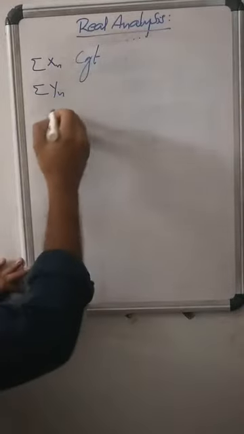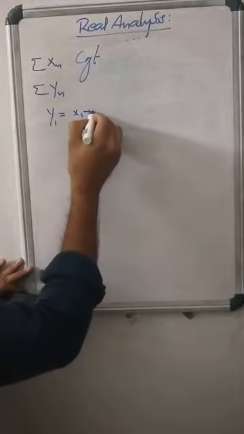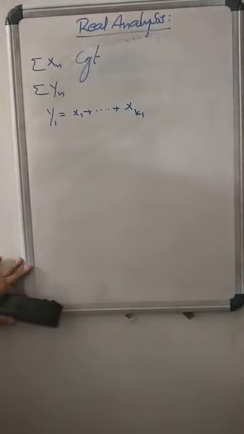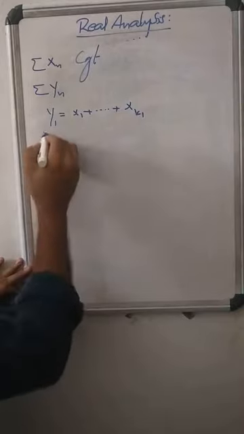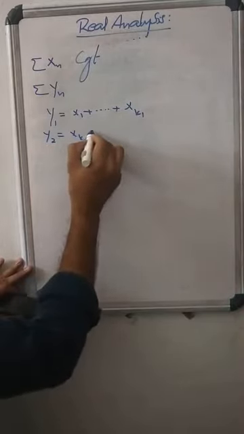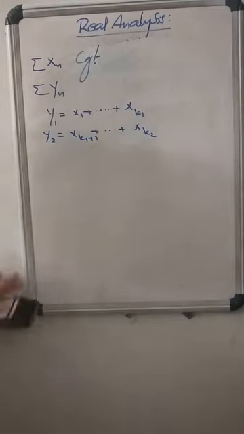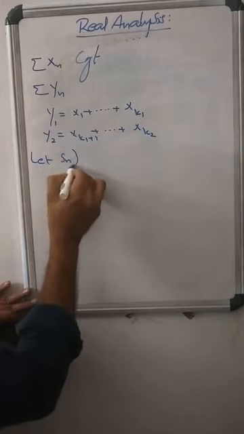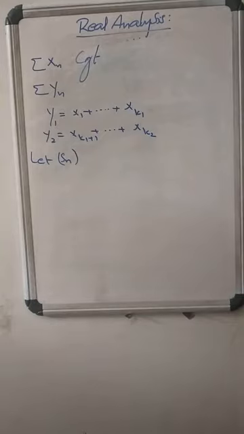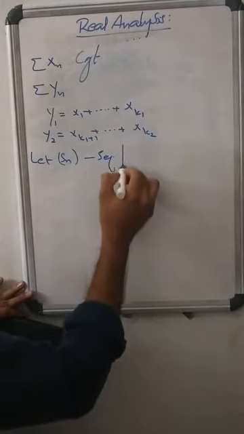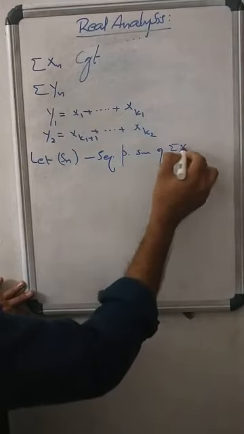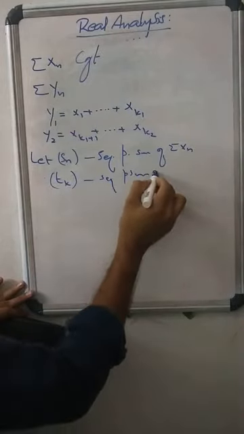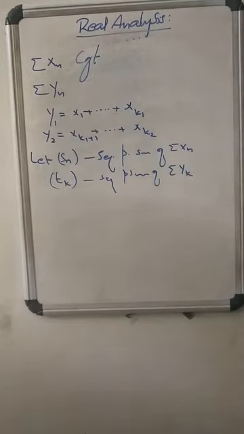Let sigma yk be the series obtained from sigma xn by grouping the terms. So assume y1 equals x1 plus x2 plus, etc., plus x_k1. What is y2? y2 equals x_(k1+1) plus, etc., plus x_k2. Clear? Let Sn be the sequence of partial sums of sigma xn, and let Tk be the sequence of partial sums of sigma yk.